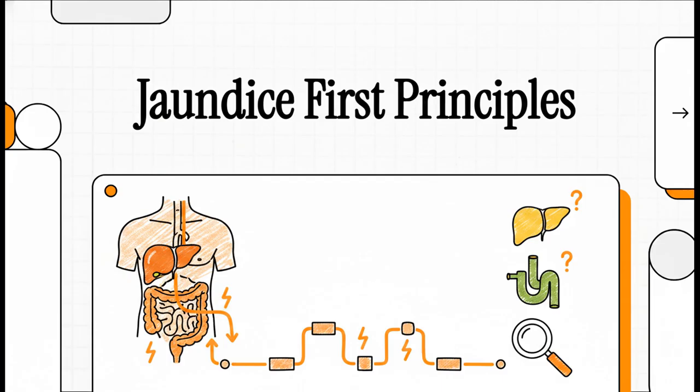Too often, we get completely bogged down in the massive differential diagnosis of a jaundiced patient. But actually, if you take a step back and just understand the fixed, linear journey of bilirubin, the human body will quite literally tell you exactly where the problem is.